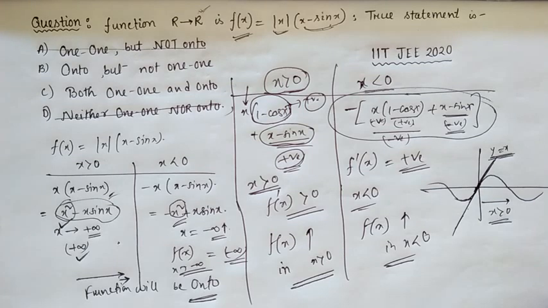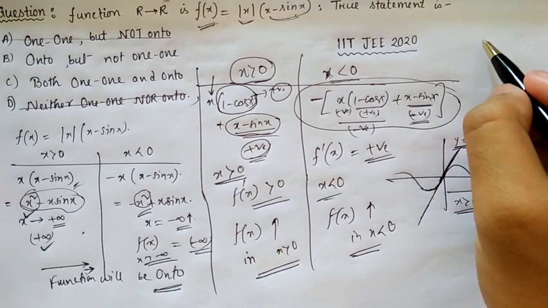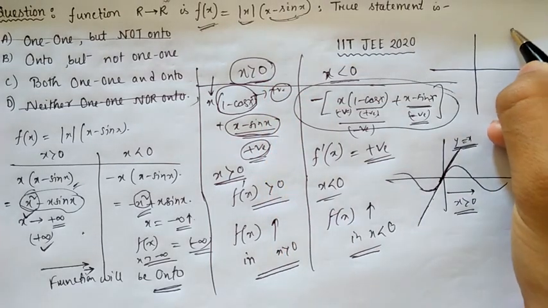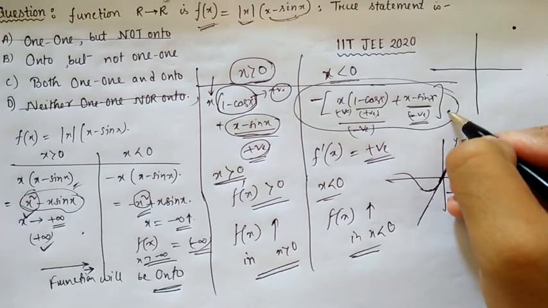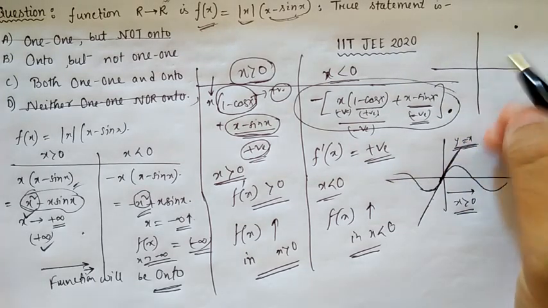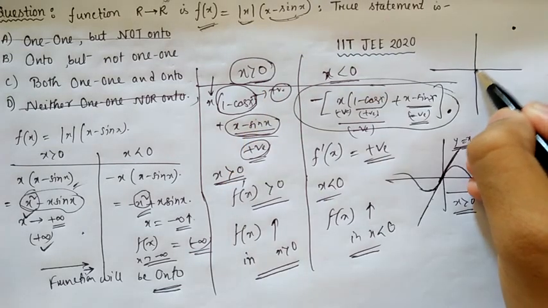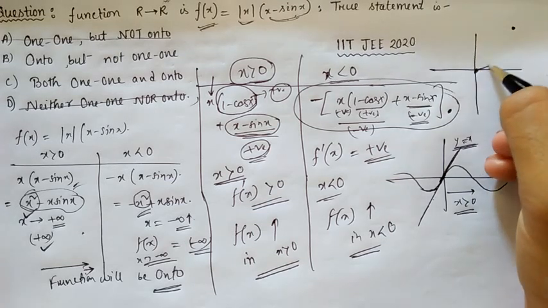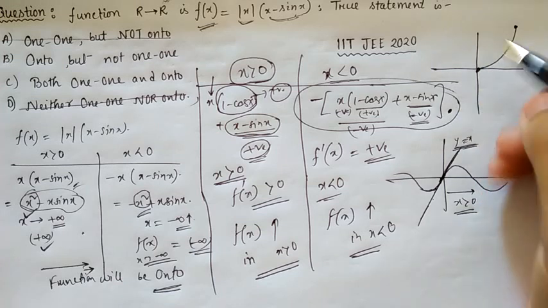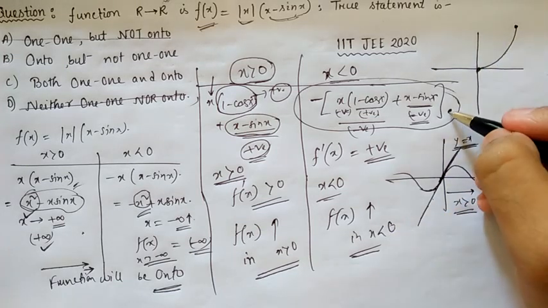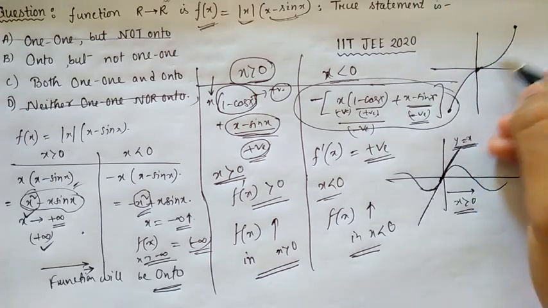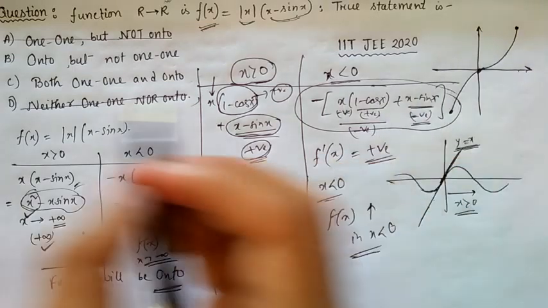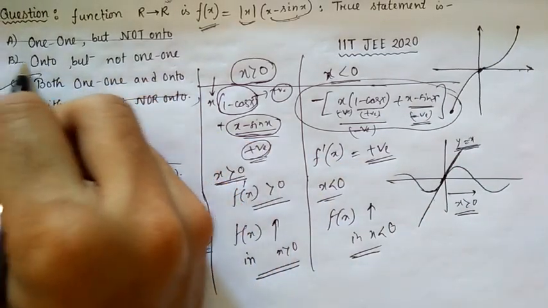So if we draw the rough graph of this function mod of x into (x minus sin x), at infinity we have infinity, at minus infinity we have minus infinity, and if we put x equal to 0 we have 0. So in this part we have an increasing function, and the graph will look like this, and in this part we also have an increasing graph. That means from this graph we can say that the function is one-one. So hence both one-one and onto will be the correct option, and B will be the incorrect option.